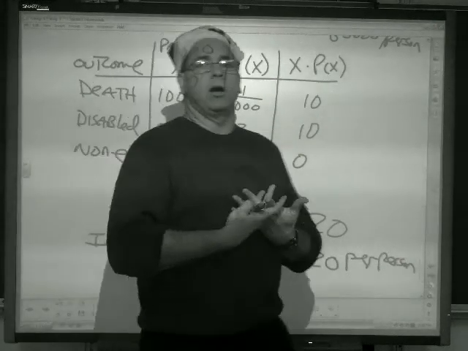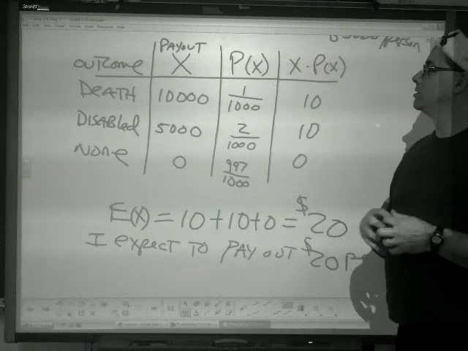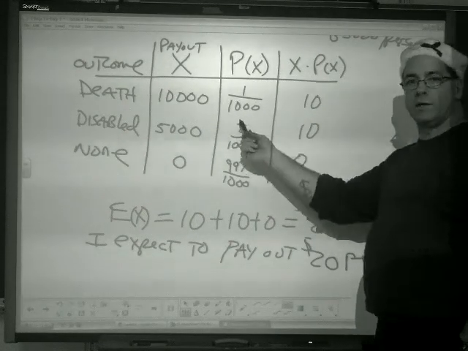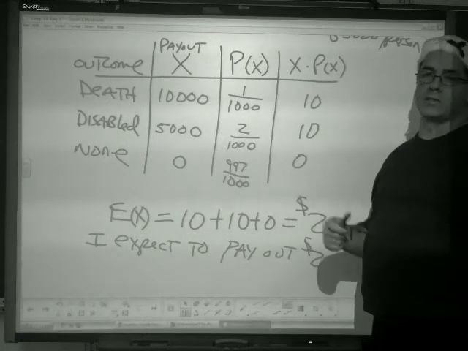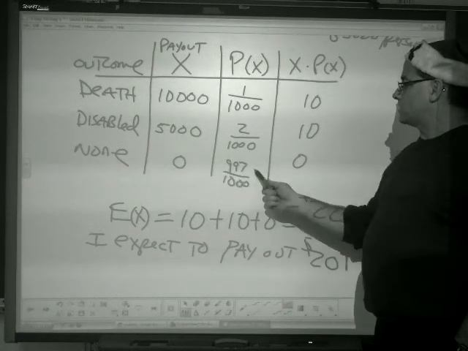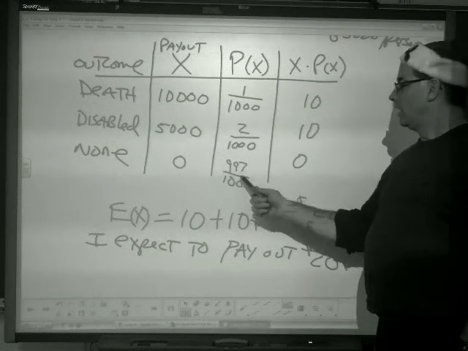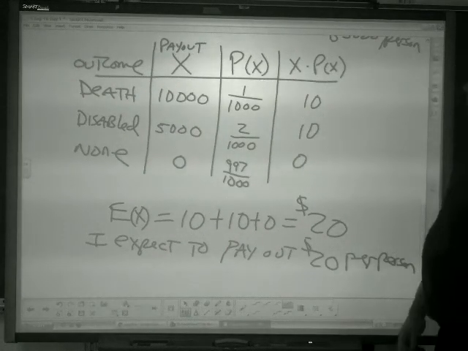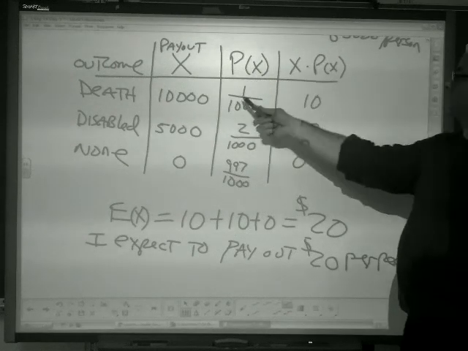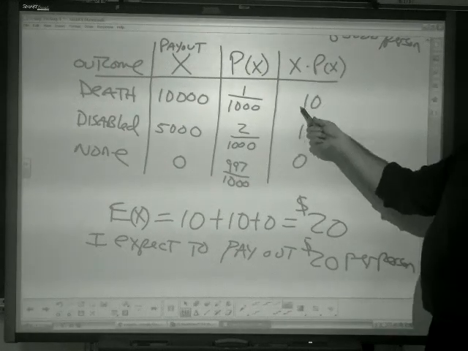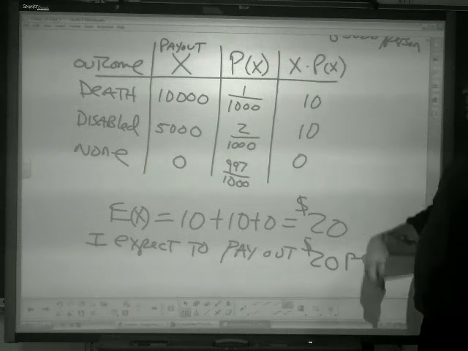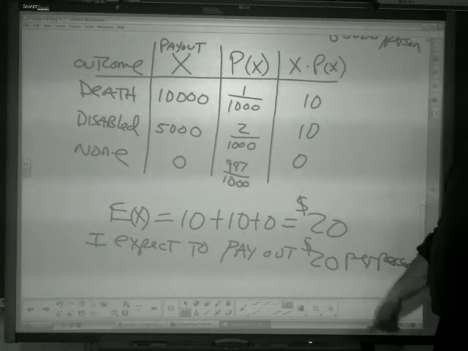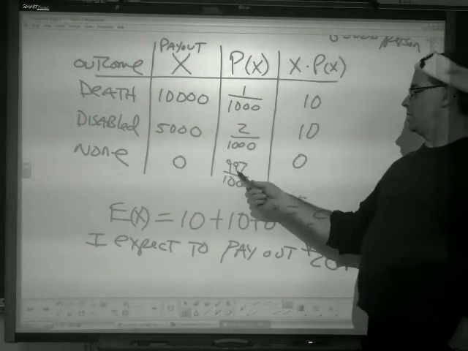Well, the insurance company is relying on some probabilities. And again, statistics show about 1 in 1,000 will pass away, 2 in 1,000 will become disabled, and the rest, 997 out of 1,000, have nothing happen to them. If we follow the rest of the table, x times p of x, 10,000 divided by 1,000 is 10. Disabled, 5,000 times 2 divided by 1,000 is 10, and 0 times anything is 0.